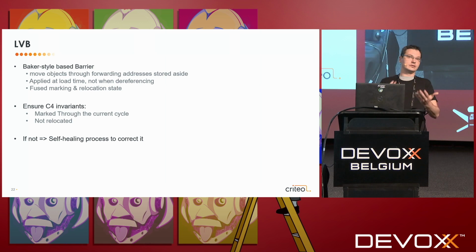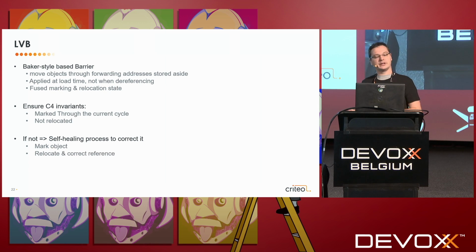If the application checks this and it is not correct, a self-healing process will trigger to correct it, either to mark the object or to relocate it and correct the reference. So the next time we load this reference, it will be correct and there is no overhead to access the object correctly.